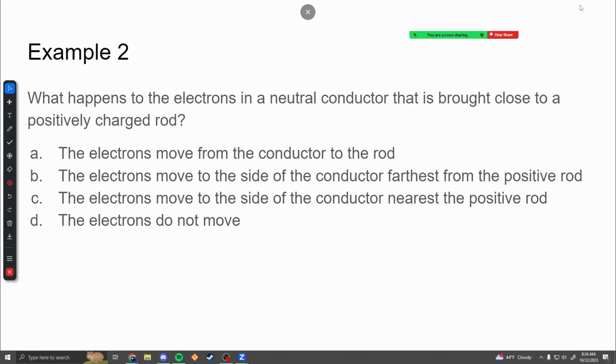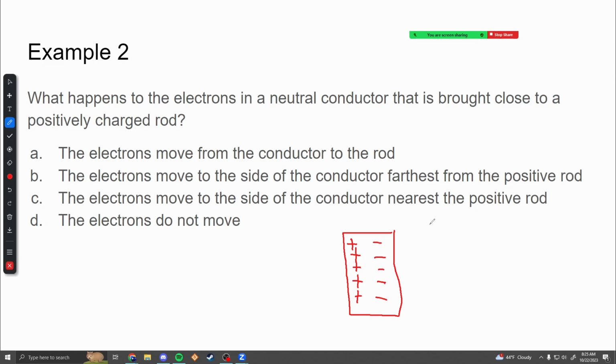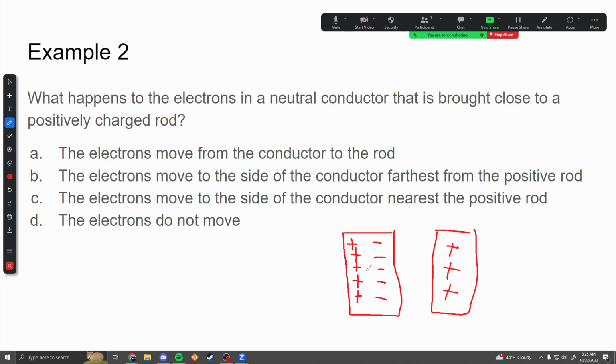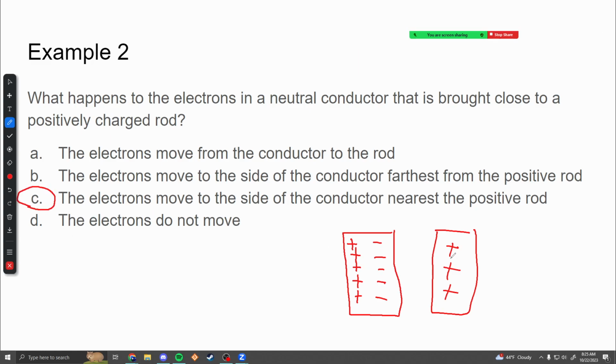Now our next question: what happens to the electrons in a neutral conductor that is brought close to a positively charged rod? It's very similar to our previous question. If I have a neutral conductor, remember that it's going to get polarized when a rod is brought next to it. If I have a positively charged rod on this side, the electrons are actually attracted to it. So your answer to this question should be that the electrons are going to move to the side of the conductor that is next to the positive rod, because once again, the electrons are going to be attracted to positive particles or positive charge.